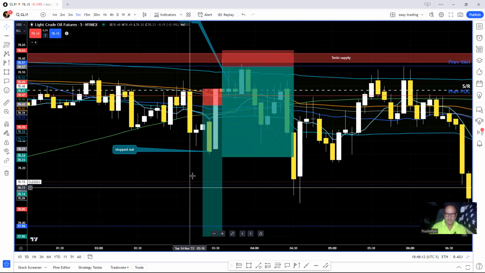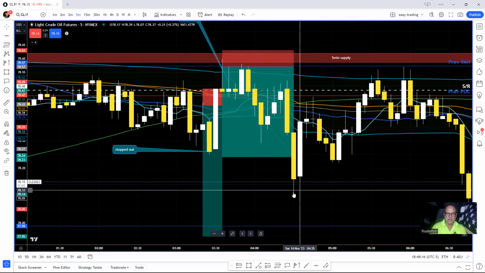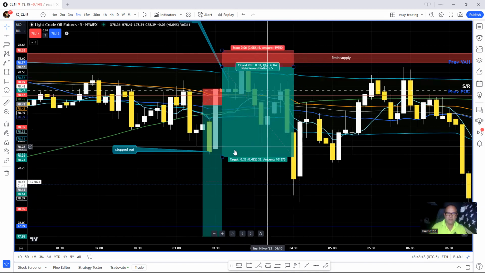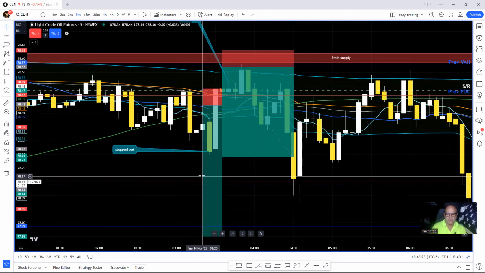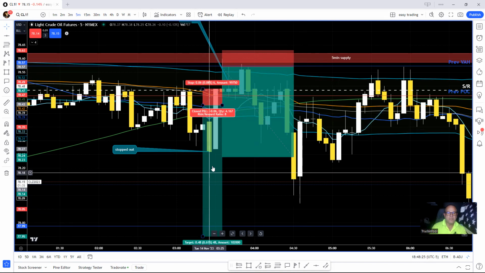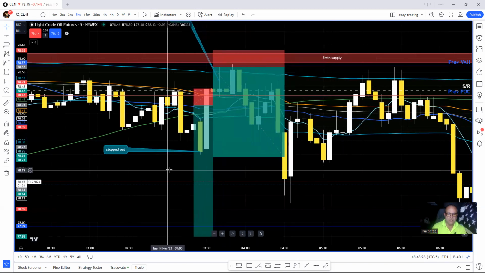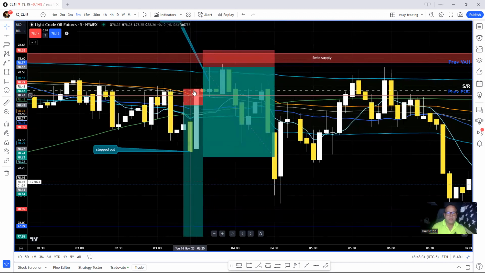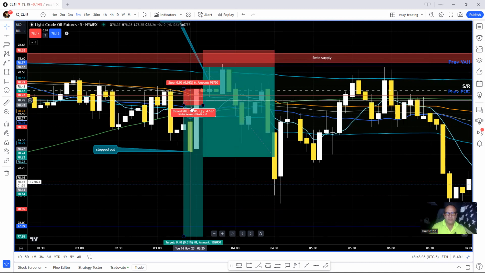We did have a flat 5-minute demand zone right in here where these candles touched it and took off again. So that was going to be my first target, the 5-minute demand. Unfortunately, the market had other plans and broke through all those levels and stopped me out. So the first trade of the day was a loss.